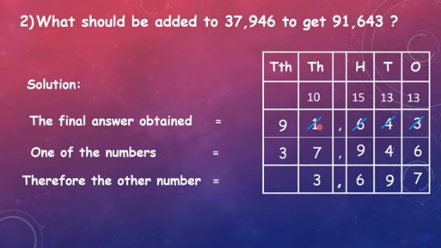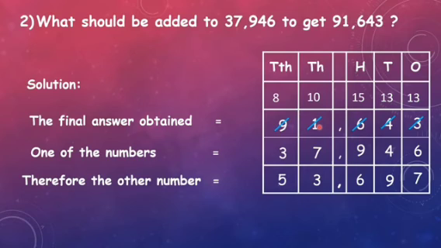Now 9, since I borrowed 1, it becomes 8. 8 minus 3 is 5. So the final answer is 53,697.